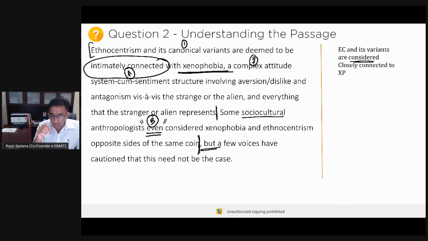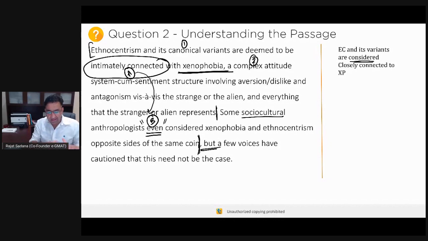Do you guys understand why "even" is there? It's to continue the chain of the construction over here. And it says there is that group of people that consider them to be so well connected. It's an extreme piece, yes. How connected XP and EC are. Let's call them XP and EC. Let's not spell them out. There are no brownie points for spelling them out.